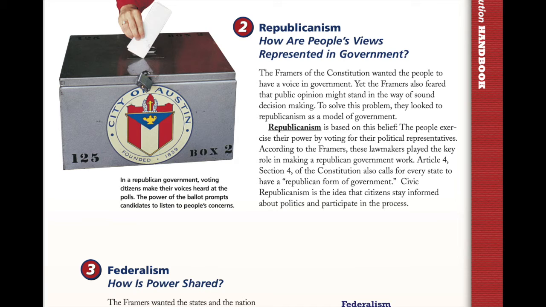Republicanism is based on this belief: the people exercise their power by voting for their political representatives. According to the framers, these lawmakers played the key role in making a republican government work. Article 4, Section 4 of the Constitution also calls for every state to have a republican form of government. Civic republicanism is the idea that citizens stay informed about politics and participate in the process.